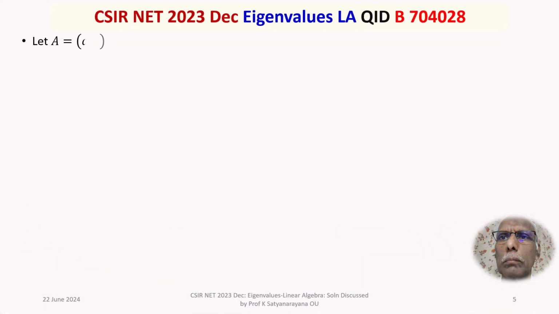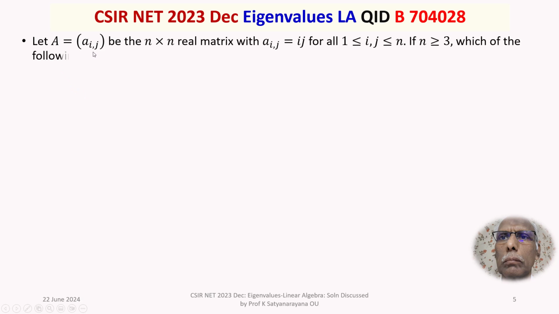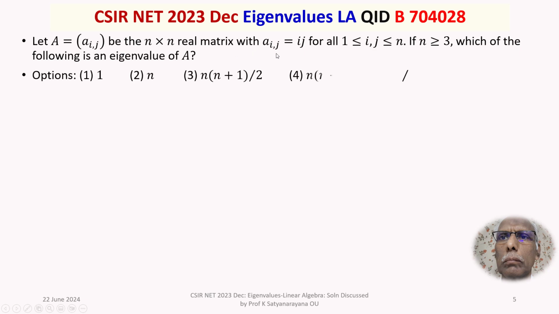The given question is: let A = (a_ij) be an n by n real matrix with a_ij equal to the product i into j for all 1 ≤ i, j ≤ n. If n is greater than or equal to 3, which of the following is an eigenvalue of A? And we are given 4 options. Right. Let's now discuss the solution of the problem in detail.